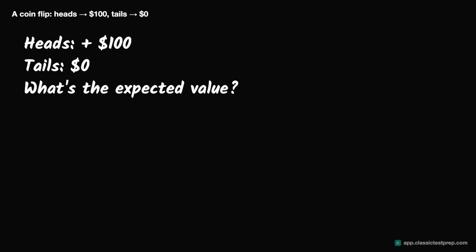If you flip a coin and end up on heads, I'll give you $100. If you flip a coin and end up on tails, you get nothing. What's the expected value of flipping that coin? If you don't know what expected value means, you're probably confused right now.